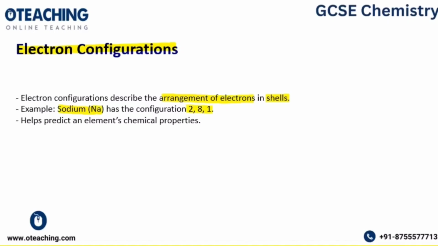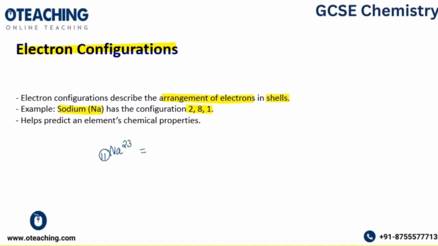Now how can we write the electronic configurations of different elements? We know the atomic number, so it would be written here. For sodium, the mass number is 23 and the atomic number is 11. We will write the 11 electrons in parts.